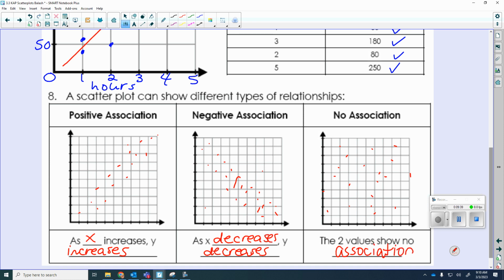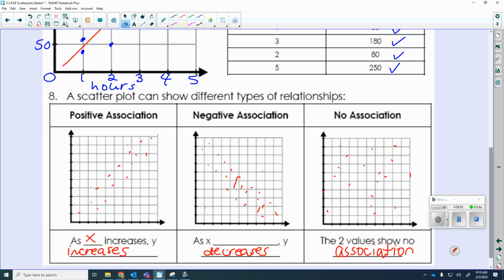Okay? Wait, so in the negative association, shouldn't it be as X increases, Y decreases? Is that not what I said? My bad. You're right. Right here. As X increases, thank you. Glad y'all use erasers and pencils. What we're saying is as X increases, then the Y is getting less. It decreases. That's my fault. I was in a hurry.